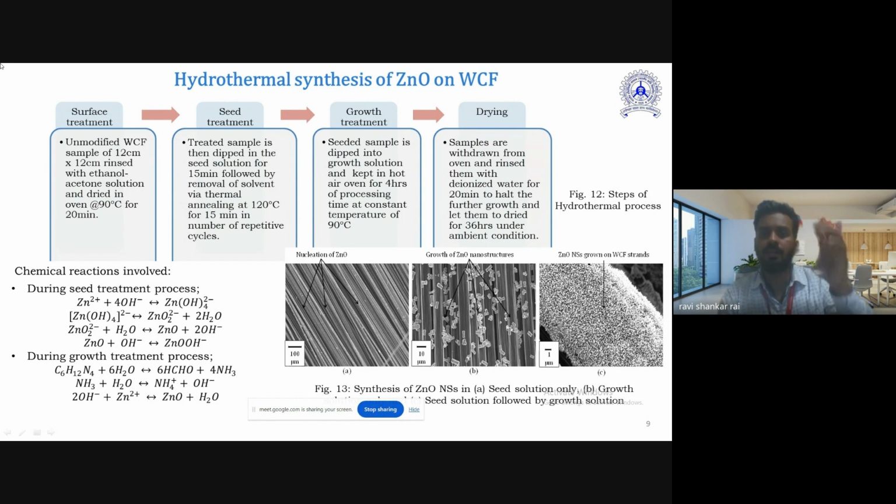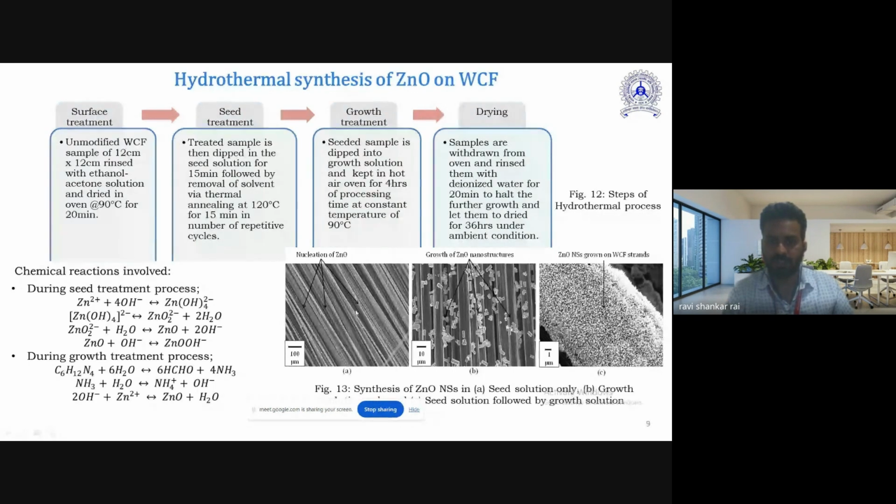After that, the seed-treated samples are dipped into the growth treatment. Here we simply dip the sample into the growth solution and keep it for 4 hours at 90 degrees Celsius in a hot air oven. After this duration, we withdraw the samples and rinse them with deionized water for 20 minutes to halt the further growth of the nanostructure, and we keep them at ambient conditions for 36 hours. So these are the different samples.